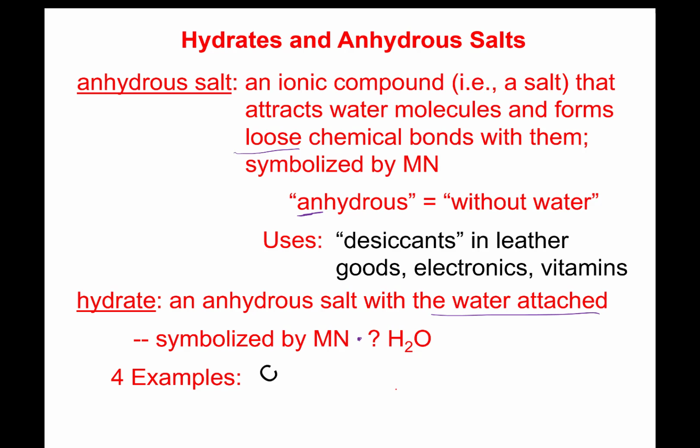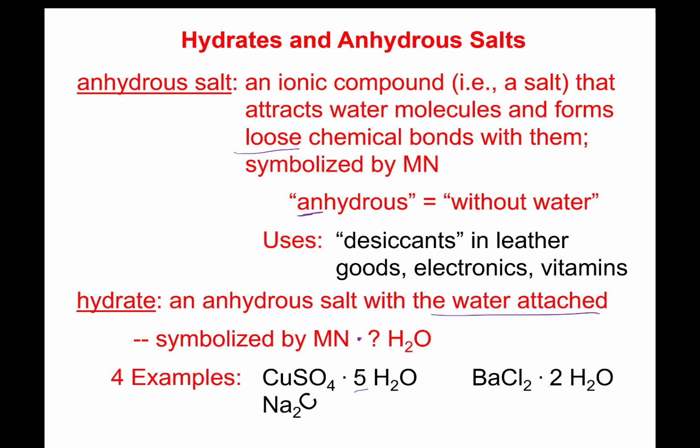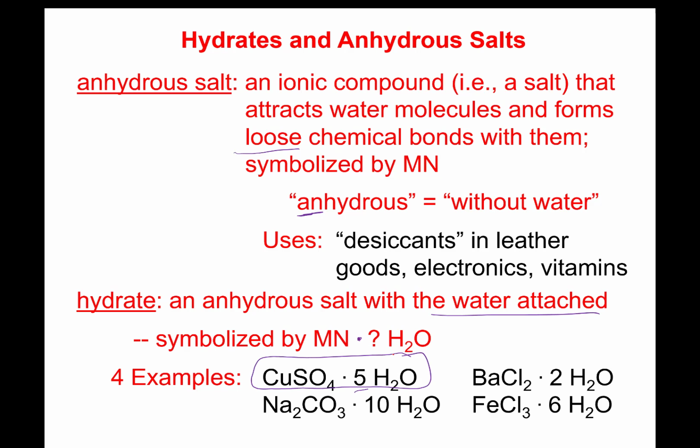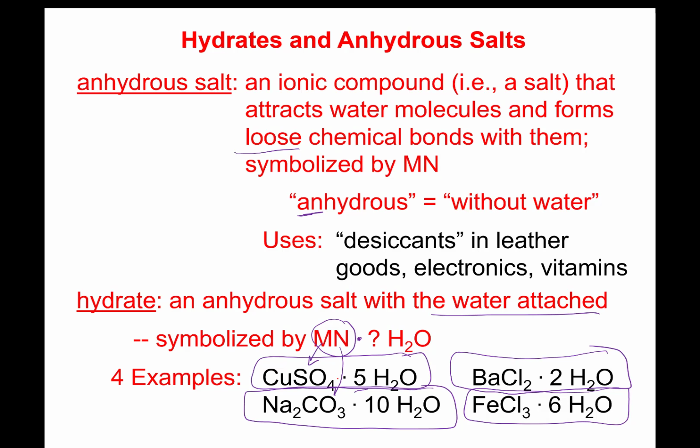So 4 examples would be these. So that's our copper 2 sulfate. And then the 5 here, we use the same prefixes as we did before, pentahydrate. So the first example is copper 2 sulfate pentahydrate. This would be called barium chloride dihydrate. Sodium carbonate decahydrate. Iron 3 chloride hexahydrate. So Mn is just the first part, the ionic compound, and then dots, you see they all have a dot in them.